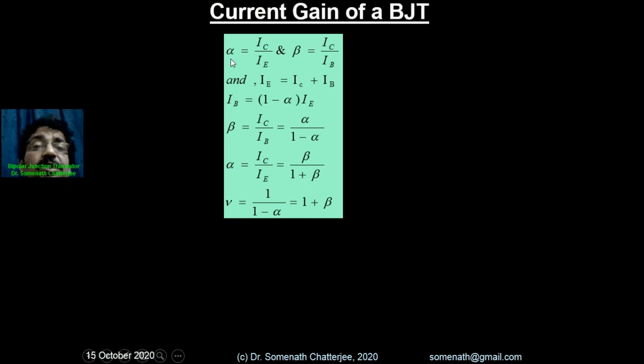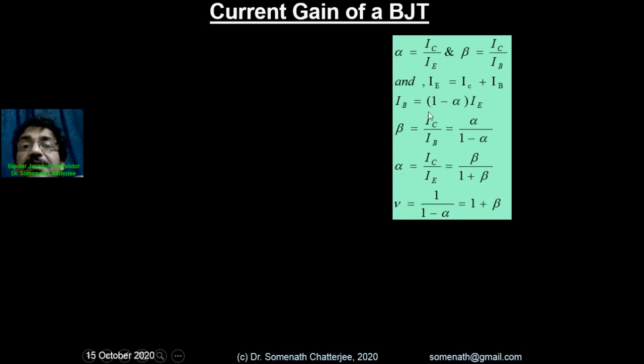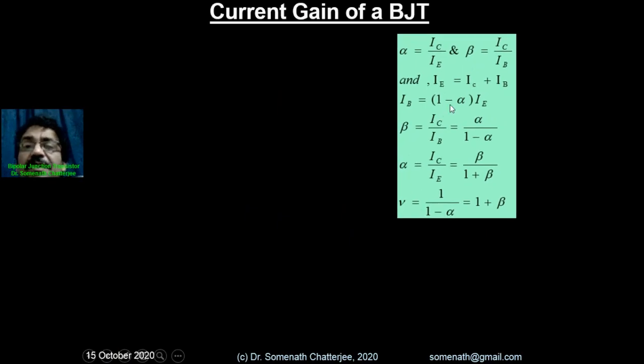Alpha is the current amplification factor when you have the common base configuration, okay. And this one is beta, basically the common emitter configuration current gain, and this is Kirchhoff's current law, you know. And this one is IB, the base current, so we can just write this. These equations you can also derive yourself if you try. Gamma is the common collector current gain. So this is alpha, beta, gamma.